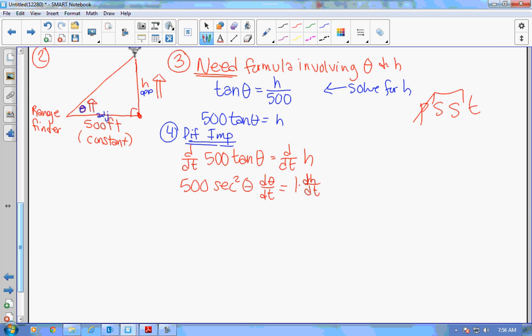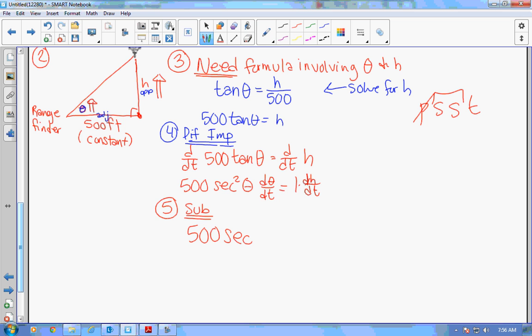Okay, so that was step 4. Step 5, now we can substitute. You do not substitute in the changing pieces until after you've taken the derivative. Okay, 500 is a number.